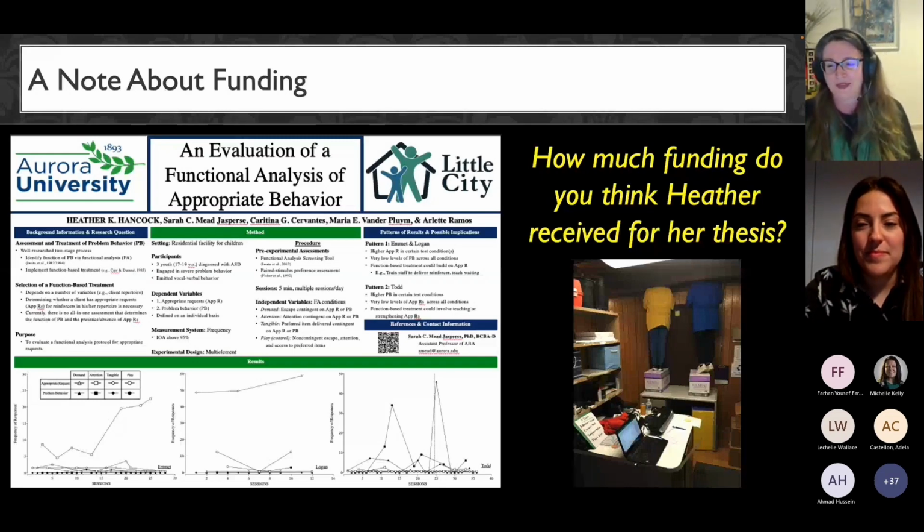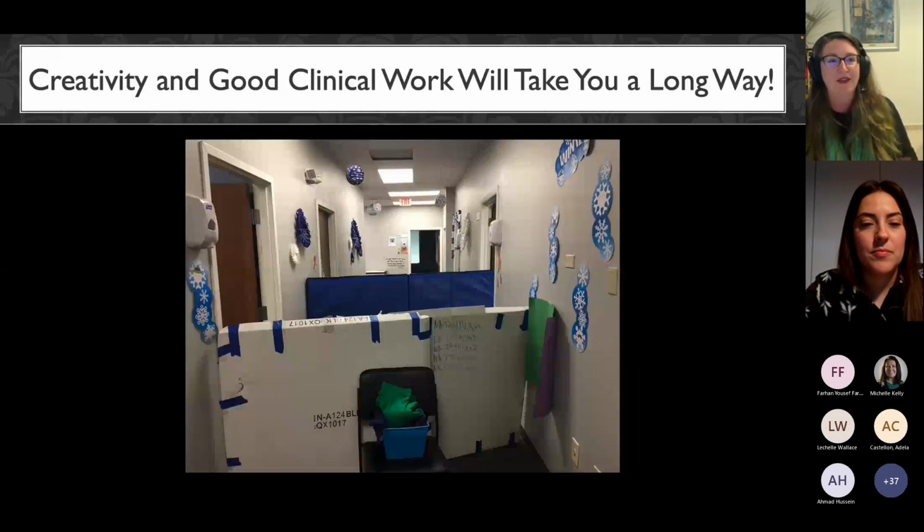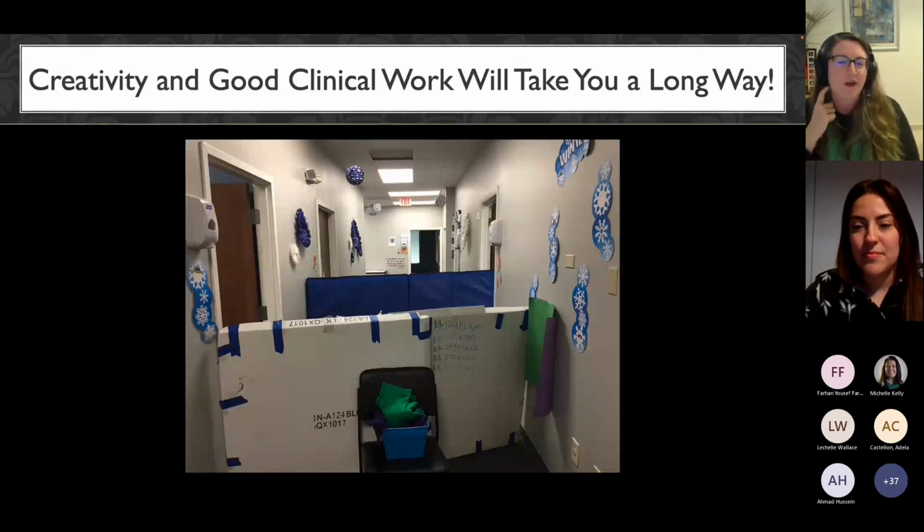This is the two of them. Don't do this, it looks very unsafe. They're standing on boxes of paper in a ceiling looking down to collect data for the session. So it is very possible to do high quality research without funding, as long as you have creativity and good clinical work. That'll take you a long way. I don't know if anyone can figure out what this was a study about, but this was another clinical research project. It was an assessment project.